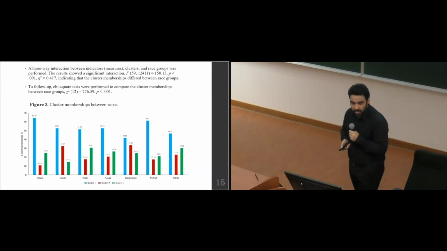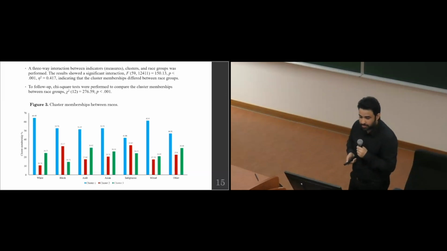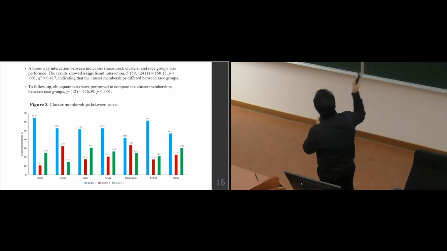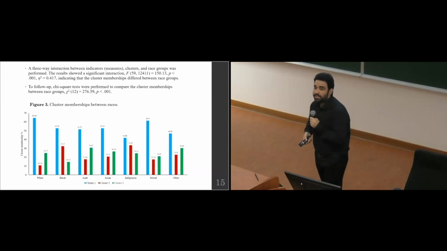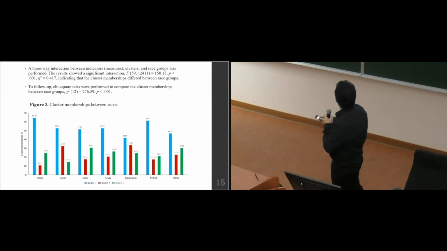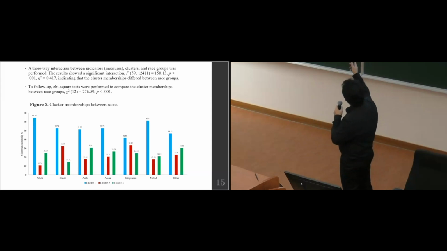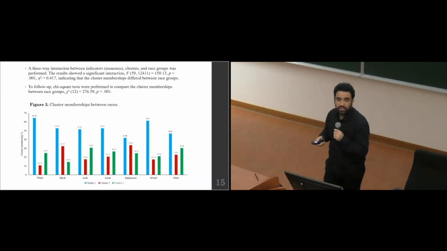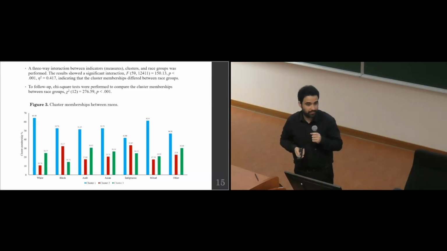To follow up, chi-square tests were conducted to compare the cluster membership between the race groups. And these are the results. What we found here for cluster one, first of all, the highest membership was for white people and the mixed group for cluster one, which is low stress.